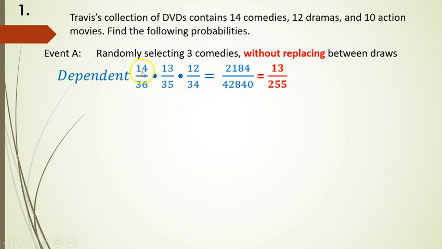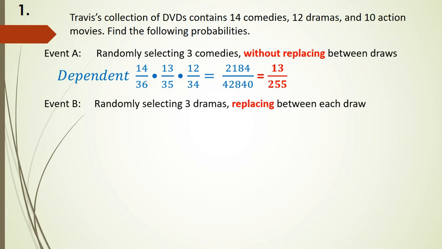So what do we do here then? We multiply across the top, and we get 2184. We multiply across the bottom, and we get 42,840. And then this would be written as a reduced fraction. When you're taking the test, the answers could be as a reduced fraction, they could be as a decimal, or they could be as a percentage. So make sure you read how you're supposed to write the answers, okay?